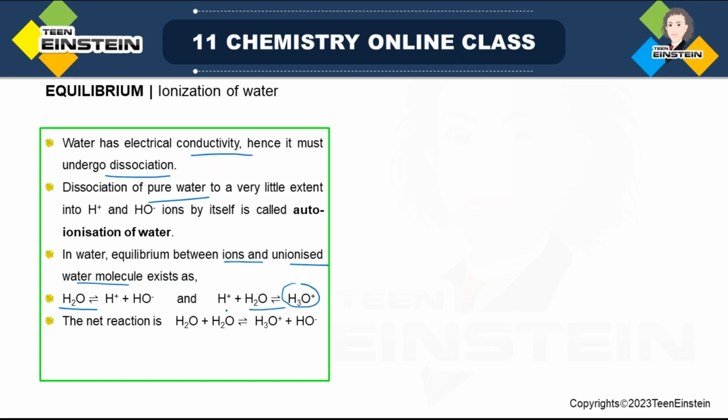We will get this H+ cancelled. If you add these two equations, H+ will be cancelled, because it is present on the left in one and on the right in the other. So the net reaction will be 2 water molecules on the left-hand side, and 1 H3O+ hydronium ion and 1 HO- anion on the right-hand side. From 2 water molecules, one water molecule becomes the protonated form, and the other water molecule becomes the deprotonated form, which is HO-.